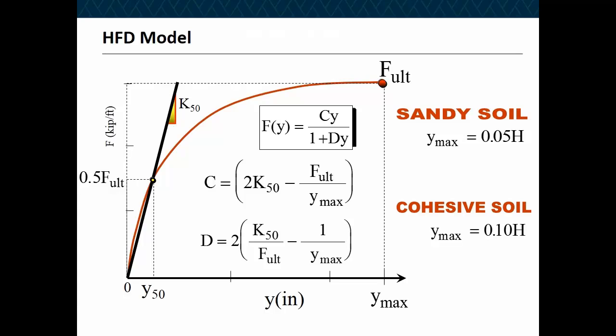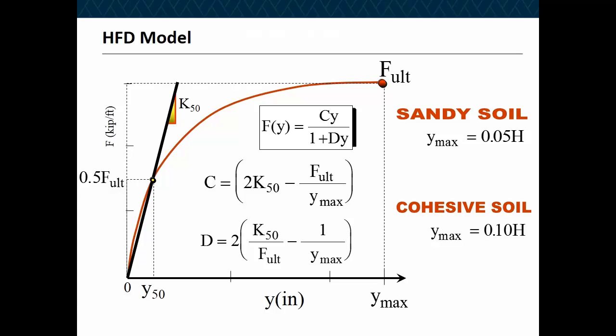Basically a constant C times Y, which is a displacement in the longitudinal direction of the bridge, divided by 1 plus D, another constant, times Y, which again is the displacement in the longitudinal direction of the bridge. The constants C and D are very easy to calculate. You use an average stiffness from the soil and ultimate capacity of the soil to calculate constants C and D. If it's a cohesionless soil, which is a sandy soil, the maximum Y is 0.05 H. H is the depth of the bridge or the height of the back wall.